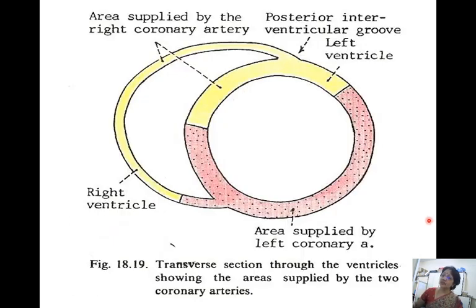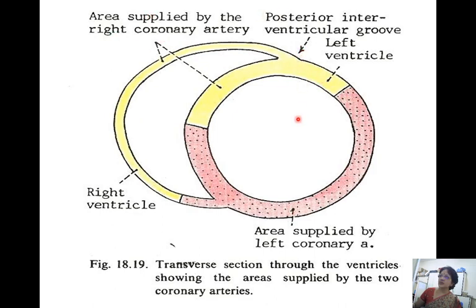Alright, this is another important concept to have. You have the left ventricle, which is a much more muscular chamber. You have the right ventricle, with a much thinner wall. So what we are able to see is that the left ventricle is supplied by the left coronary artery, and a little bit of the right ventricle too. The right ventricular wall is supplied by the right coronary.